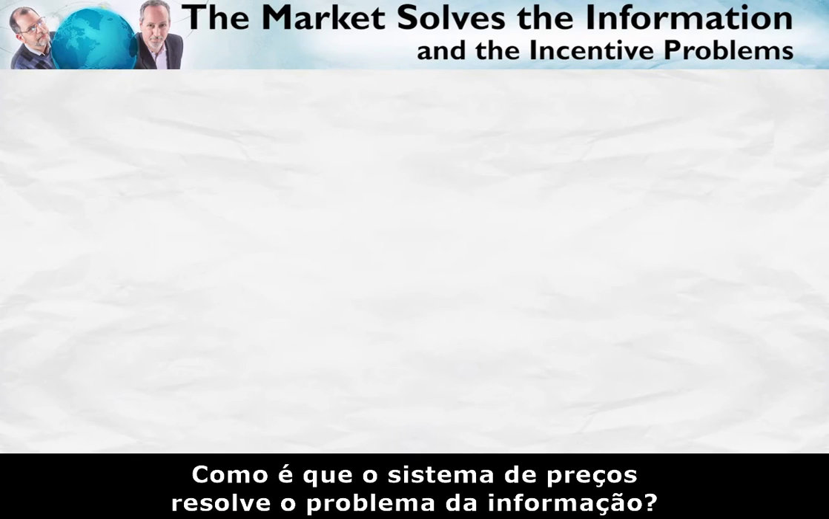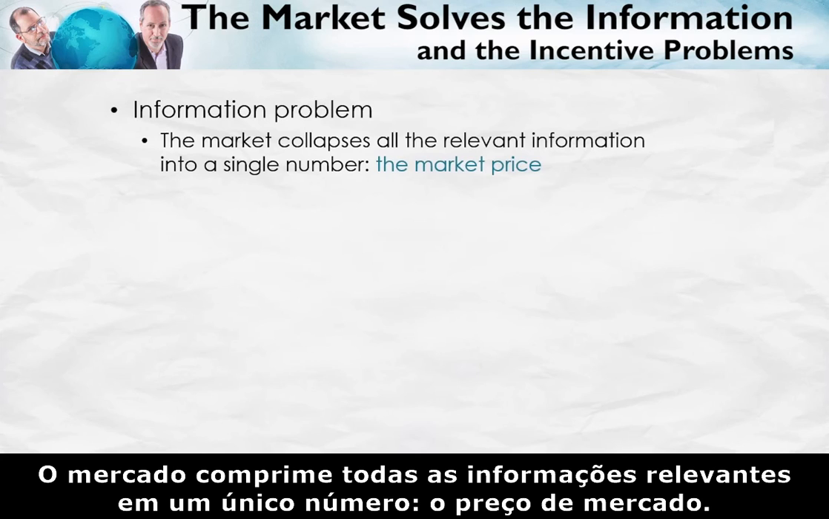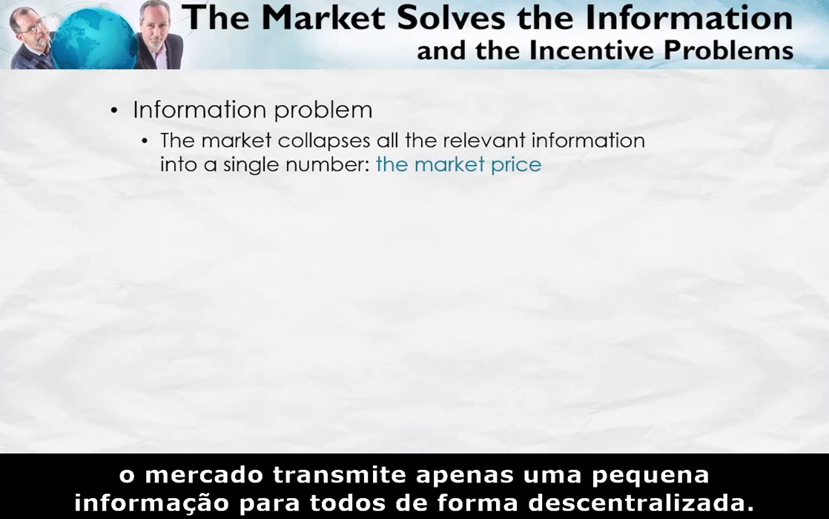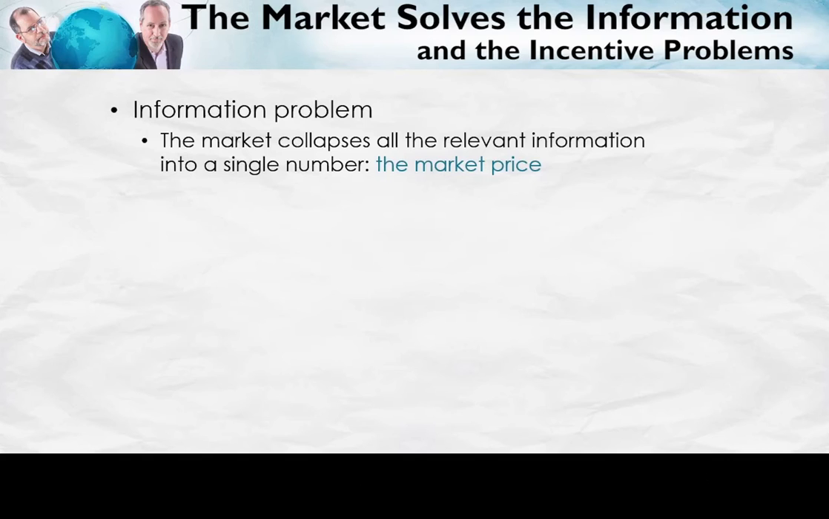How does the price system solve the information problem? The market collapses all of the relevant information into a single number, the market price. Instead of collecting all the required information in a central spot, the market transmits just a little bit of information to everyone in a decentralized fashion.